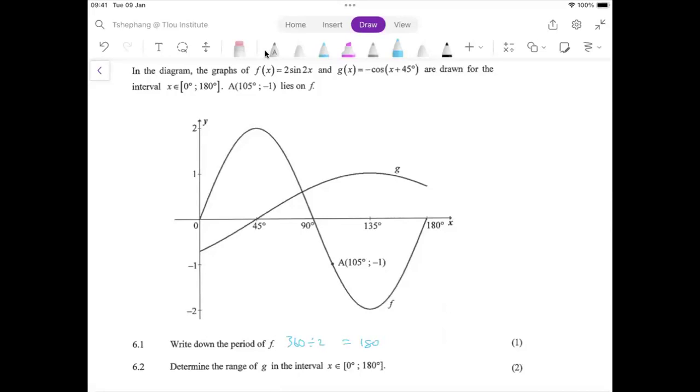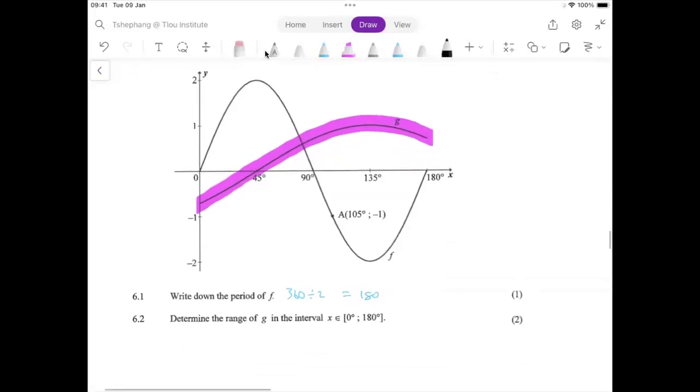Now, determine the range of g on the very same interval. Okay, so which one is g? g is, let me highlight it. Remember what I said about range? We write range this way, so that we know we are dealing with the y values. I know that's the wrong way to write a range, but this is just to remind us that we are dealing with the y values.